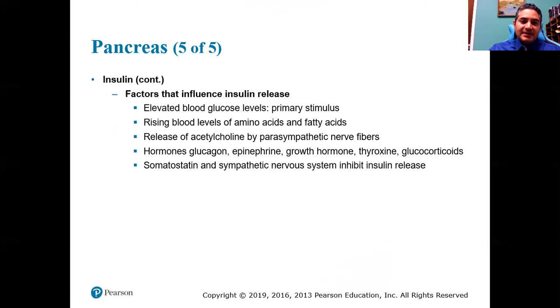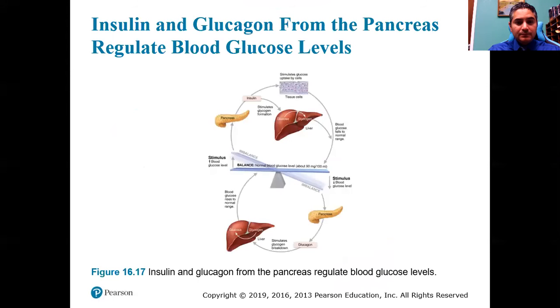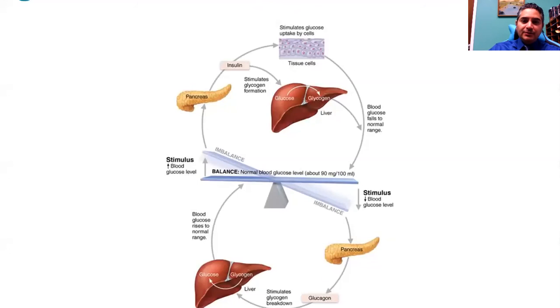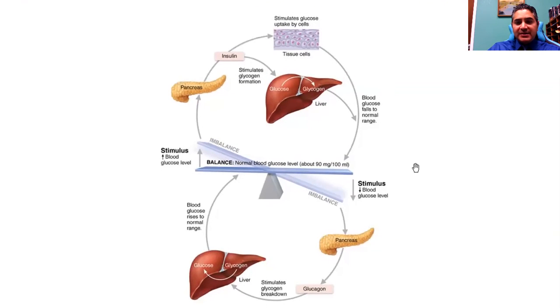Factors that influence insulin release. Well, we already talked about glucose in blood: elevated blood glucose levels. Again, it's a repeat, right? Rising blood levels of amino acids and fatty acids. That's part of it. So let's briefly take a look at what I said in terms of the picture. And we're trying to have some sort of homeostasis balance.